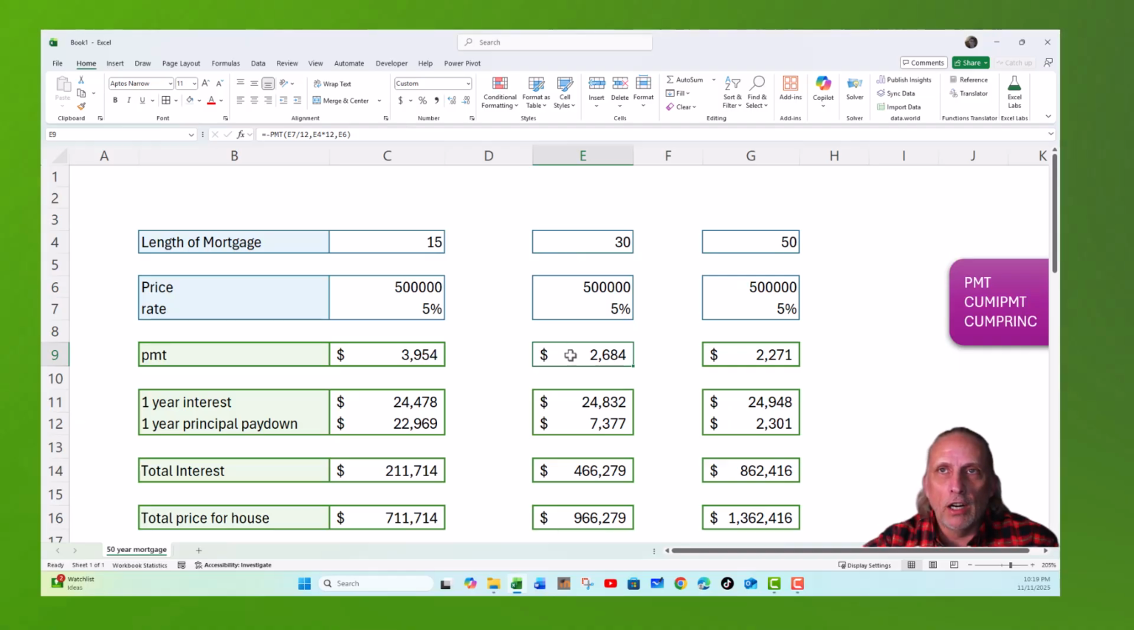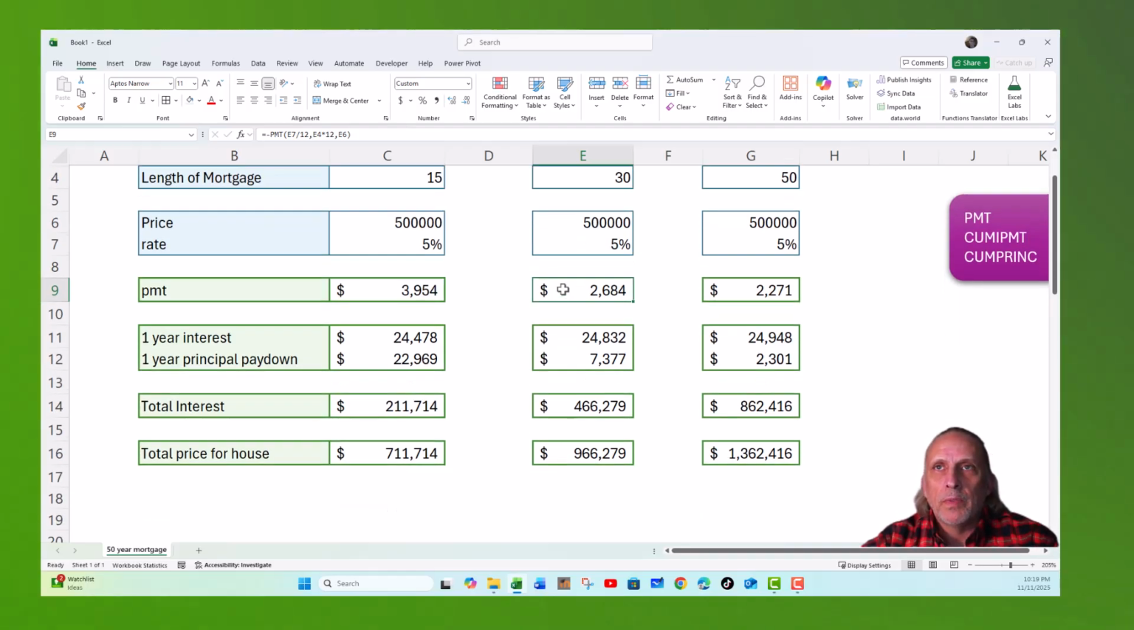With the 30-year, you're gonna make about $30,000 worth of payments here, and $7,000 that first year is going to go to principal, $24,000 interest, and that's as opposed to the 15-year where $22,000 goes to principal, as well as $24,000 goes to interest. But your payment's a lot higher. It's close to $4,000, where we're at $2,700 with the 30-year mortgage. Okay. Total interest you'll pay on that house is $466,000. The total price for the house is close to twice the price of the house, $966,000.